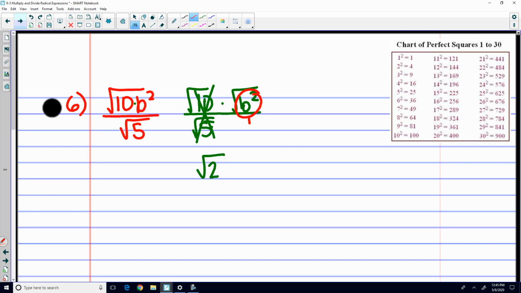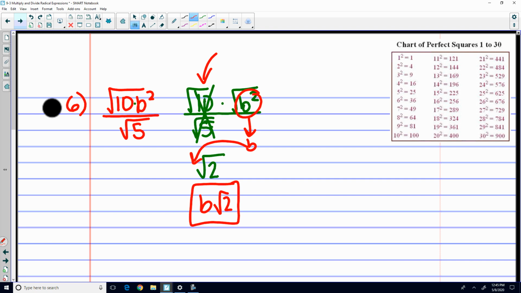B squared, I can pull it out as b, and I can put it on the outside over here. So my final answer would be b square root of 2. I don't have any denominator, but that's my final answer for this one when I simplify it all the way down. So as a reminder, you are allowed to divide radicals that are compatible with one another, but keep them in the radical.